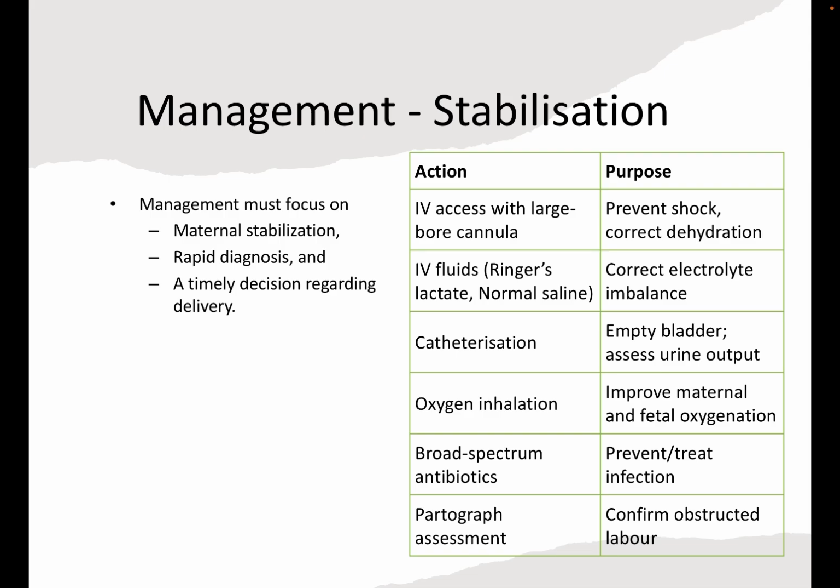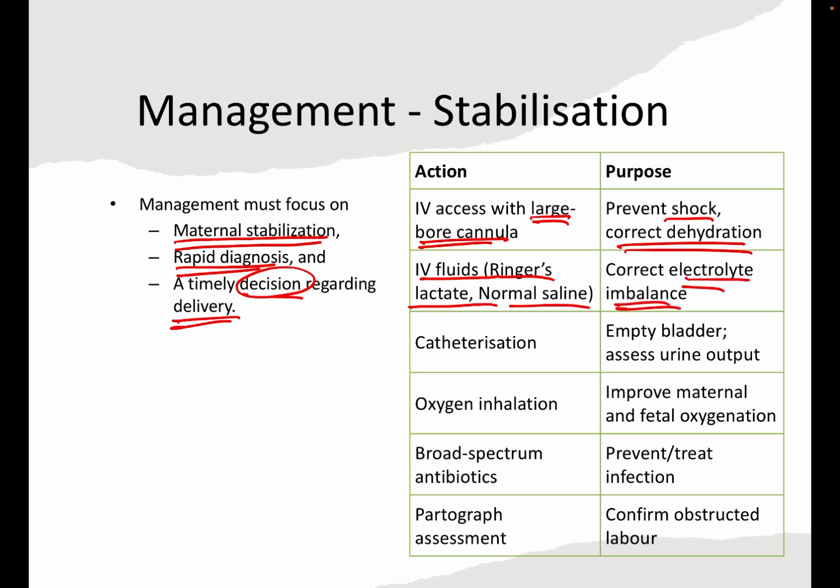Coming to the management, whenever you are seeing an obstructed labor case, you have to make sure that maternal stabilization, rapid diagnosis, and a timely decision regarding the delivery is vital. So the first thing is IV access with a large bore cannula because it prevents shock or corrects dehydration. Then IV fluids like ringer lactate or normal saline to correct the impending electrolyte imbalance.